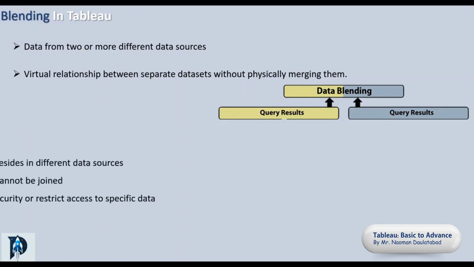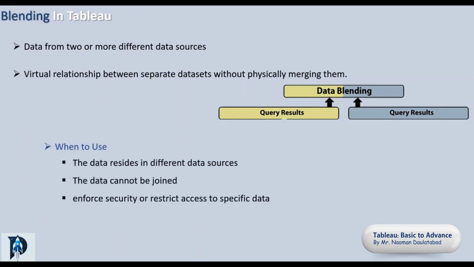When to use this? When your data resides in different data sources. That is the first scenario. I told you, SQL database and Excel. Secondly, when you are not able to join because of a performance issue or mismatched structure, you can go for blending. And the third reason could be that you need to maintain the integrity and security of individual data sets while combining them in a report.